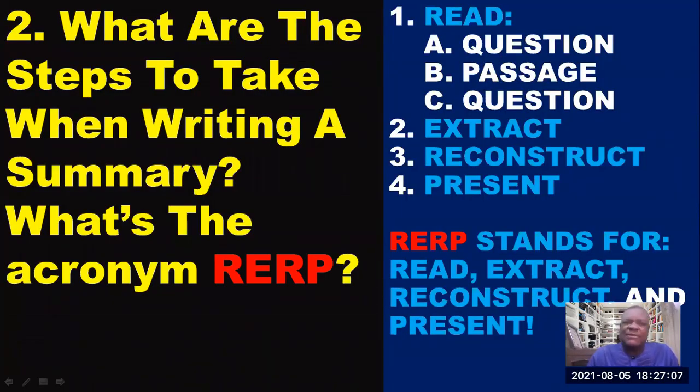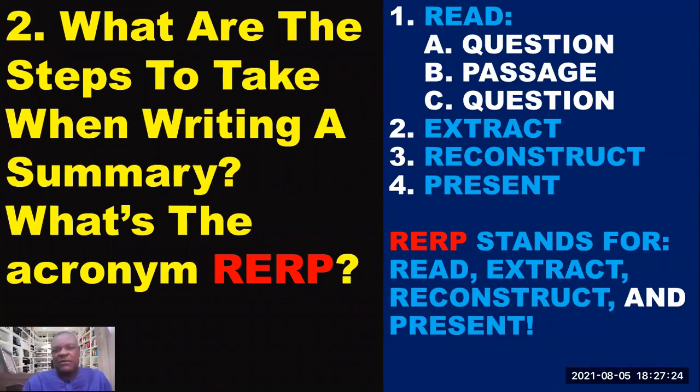Number 2, what are the steps to take when writing a summary? Or in other words, what is the acronym REAP, R-E-A-P? Now, let me just simplify this for you, all right? Let's look at it quite well. Number 1 is read. Of course, you can see here that REAP stands for read, extract, reconstruct, and present. Simple. So when you are given a passage in your English exam, then you know that these 4 simple steps are the steps you need to take.